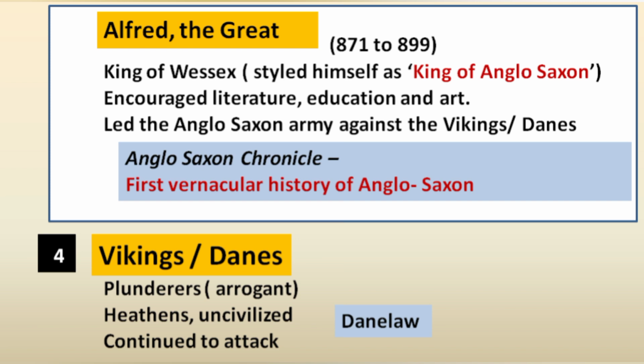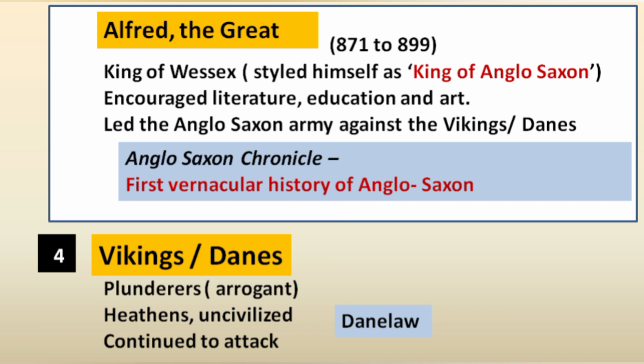King Alfred slowly brought all these seven kingdoms together and they became one power which could stand against the other invaders who came to take control over Britain. So, just like how we had the Picts and Scots coming in, we had the Vikings or the Danes who came to take over Britain. King Alfred also led the Anglo Saxon army against the Vikings or the Danes.